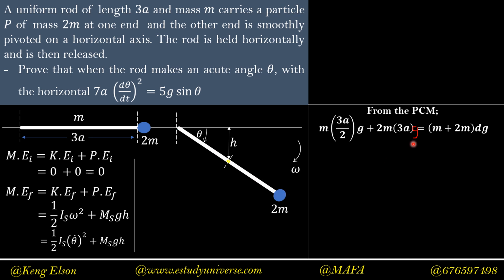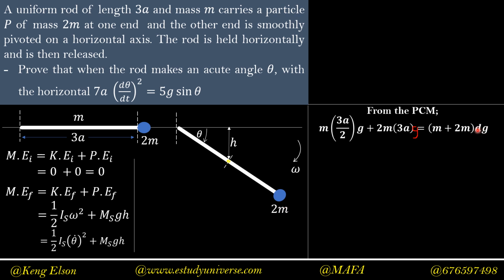Now we need to equate it to the moment of the whole system, which is the weight of the whole system times the distance separating this end of the rod from the center of mass of the whole system. That is the distance we are finding. We call that distance d. The weight of the system is basically the mass of the system, which is the sum of the mass of the rod and that of the particle, that is m plus 2m, times g.